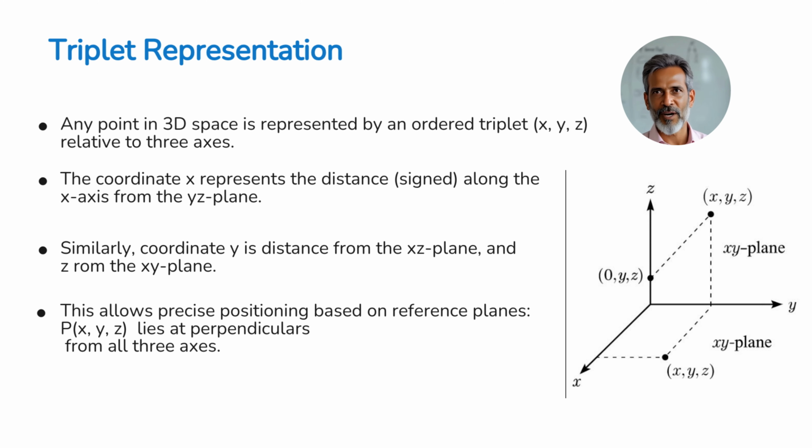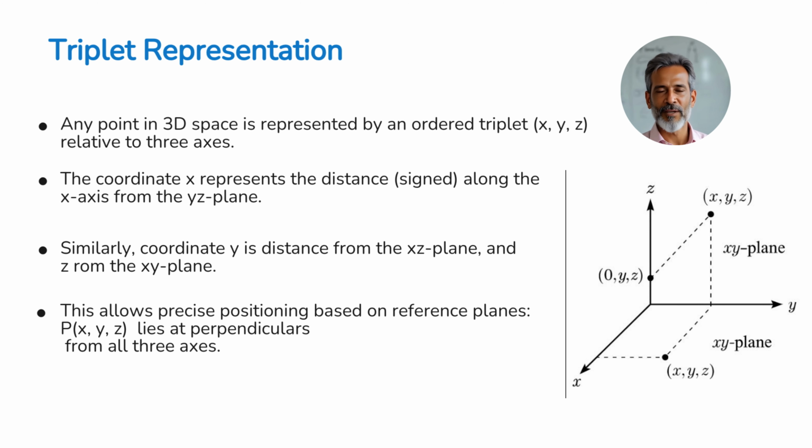Any point is described by its ordered triplet, that's the 3 numbers in parentheses indicating x, y, and z. Each coordinate tells you how far the point is from a reference plane. Specifically, x shows the signed distance from the yz plane, meaning how far left or right the point is. Similarly, y is the distance from the xz plane, telling you how much forward or backward it is. And z is how high or low the point is from the xy plane.